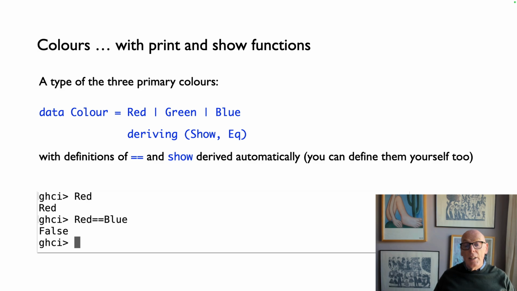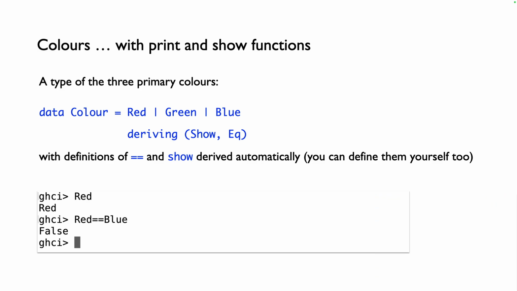So this is again an example from GHCi. If we say evaluate red, the answer is printed out as red. And if we say is red equal to blue, we get the answer false. Now we have chosen to use deriving. It's possible, and I'll show this a bit later on in the next segment, I think, to define your own show function and your own equality function if you wish. But given the system will derive these correctly for you, there seems little point in doing that.